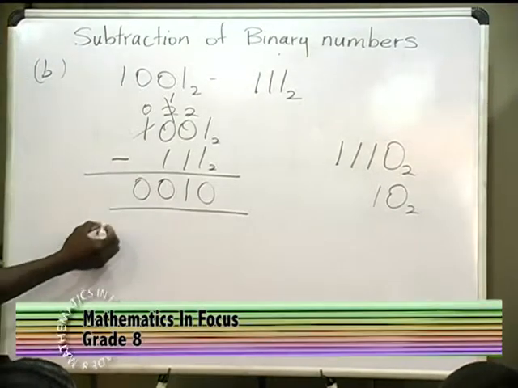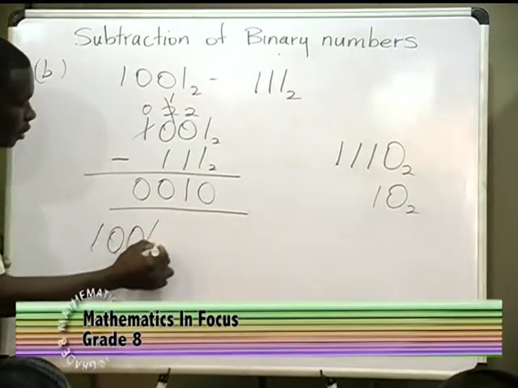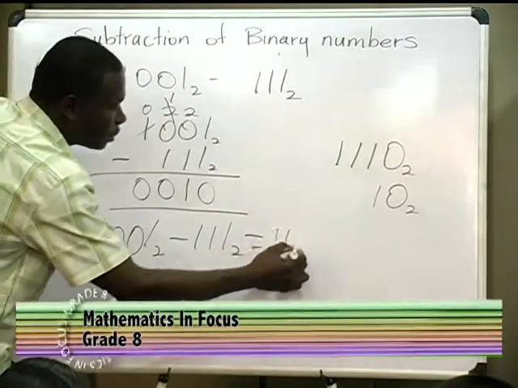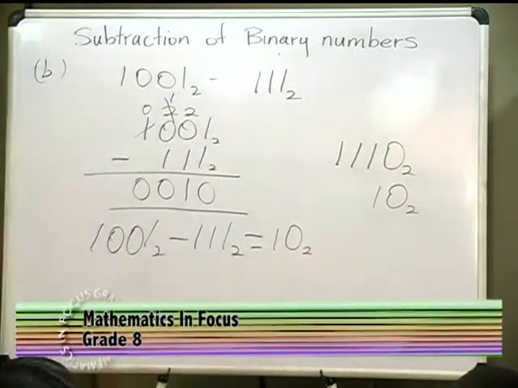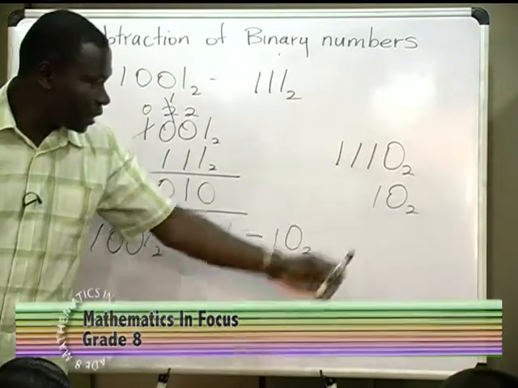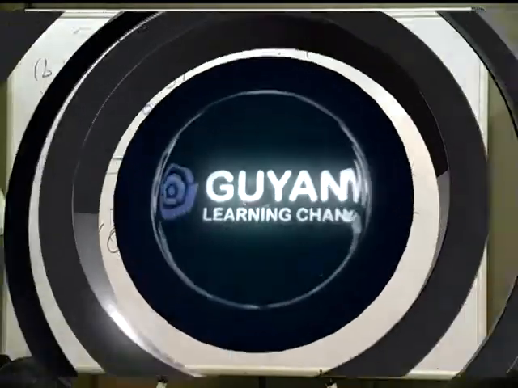So we can write that 1001 base 2 subtract 111 base 2 is equal to 10 base 2. So we see who was correct there. This was the correct answer, 10 base 2.